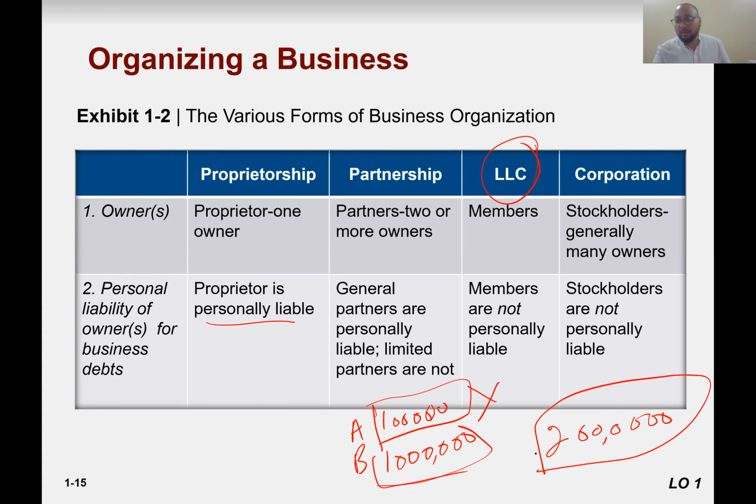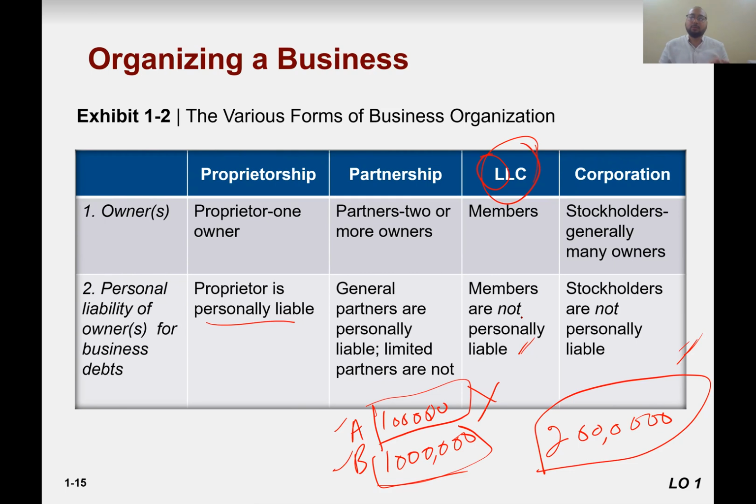If it is unlimited liability, then A and B both are liable to pay for this 2 million even from their own property. That's it. Any question? Okay. And then a limited liability company, as the name implies, is limited, so they are not liable. They are only liable up to the amount they have invested into this LLC. That's it. Similarly, with the corporation, the maximum loss is that your share price would be zero.